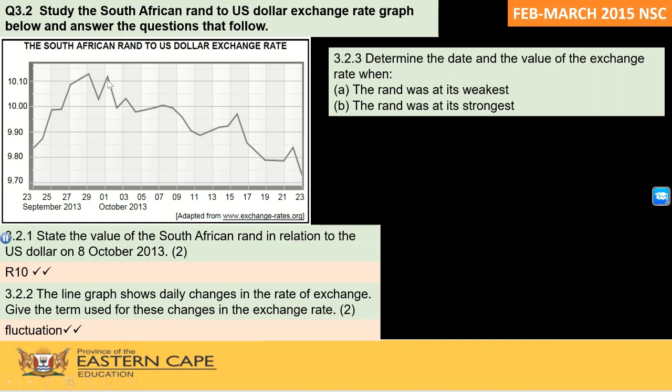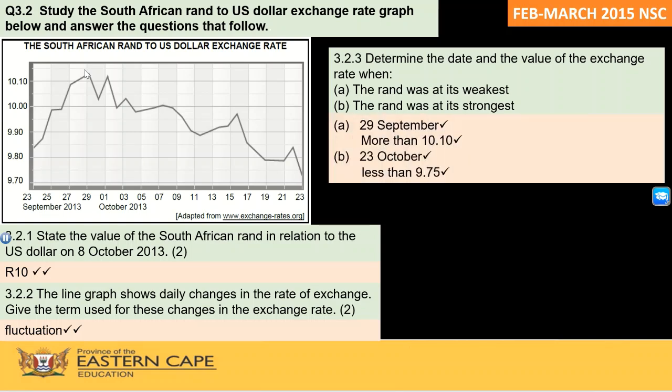So the first one, that when the rand, you have to pay over 10 rand to get a dollar, means that the rand was weak there. So your first answer should be, if you have worked it out correctly, that was the date at the 29th of September and the value was just over 10.10. Let's have a look, see as it comes on the screen. Yes, well done. And then obviously the rand being at its strongest is on the other end of the scale, less than 9.75, which was there on your graph, which was on the 23rd of October.